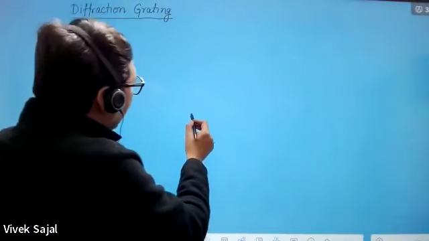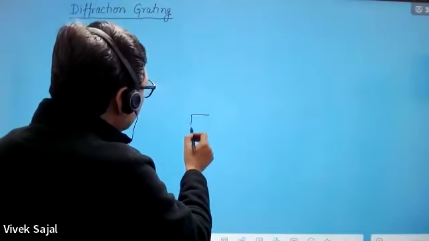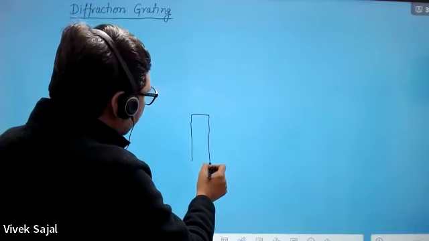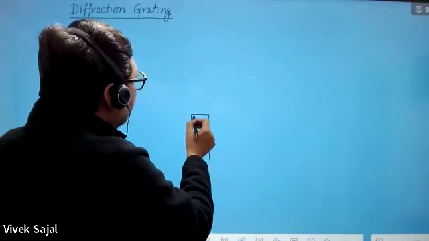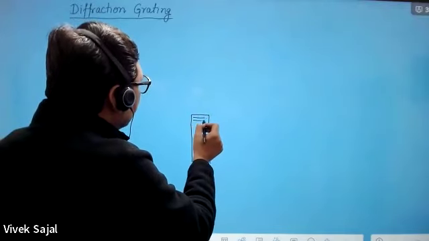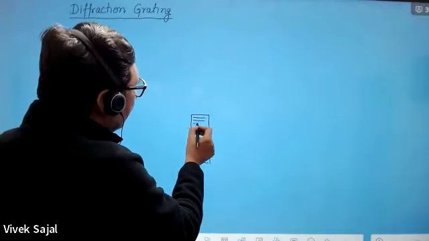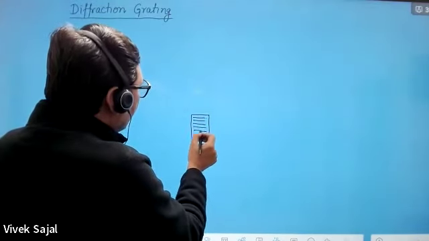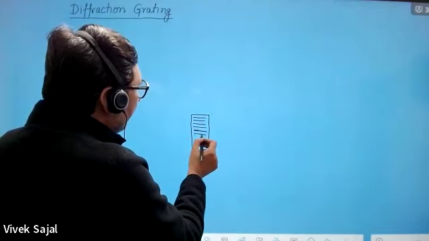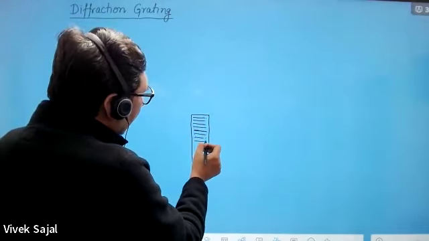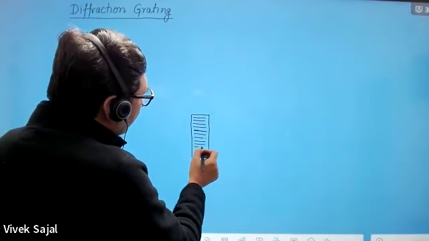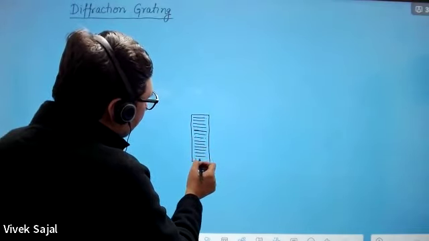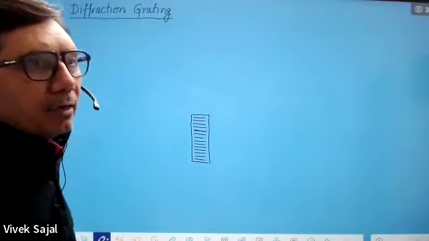So if you have a grating, this type of glass plate, and here these are the slits like this, and in between them is space, that is opaque space. Wherever I'm drawing a line, this is a slit, so light can pass through these slits, and the spacing between them is opaque. This type of arrangement of parallel, equivalent slits is called a grating.